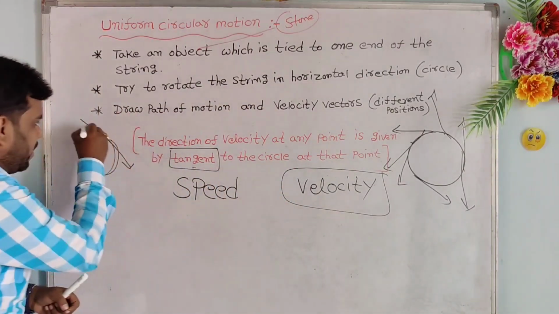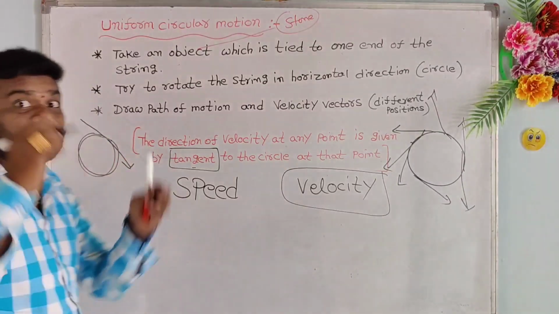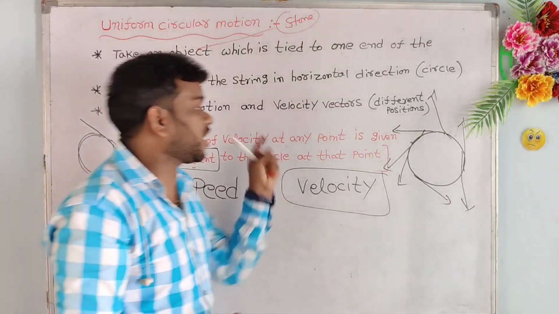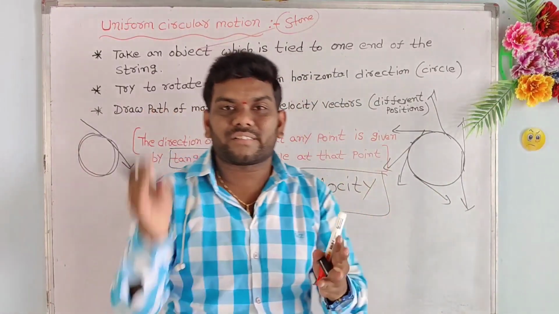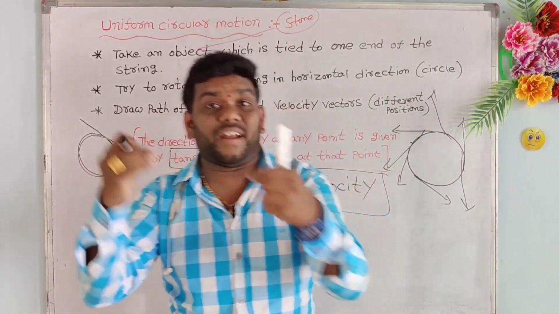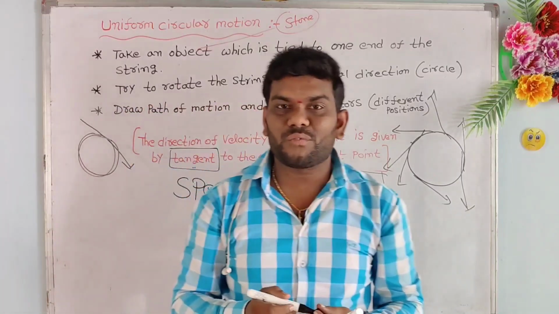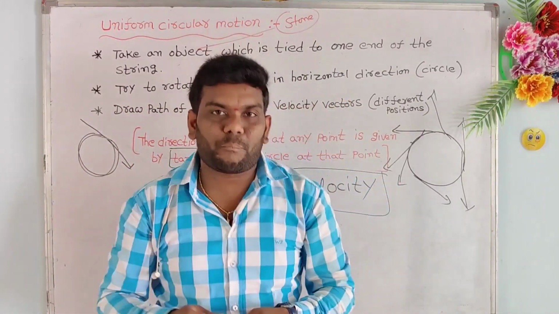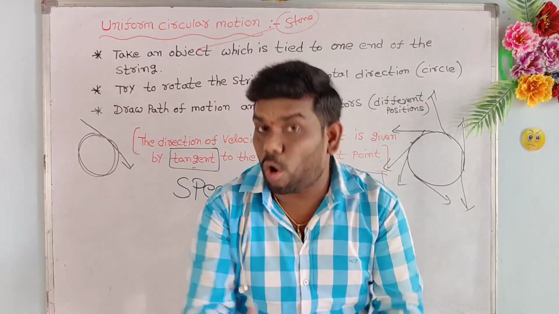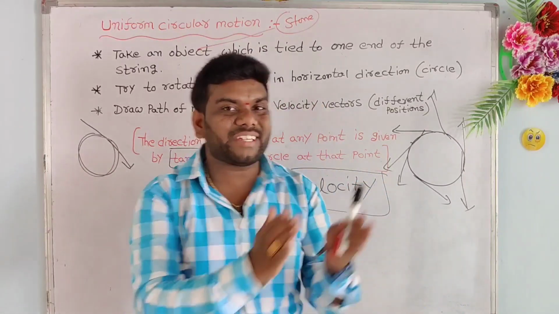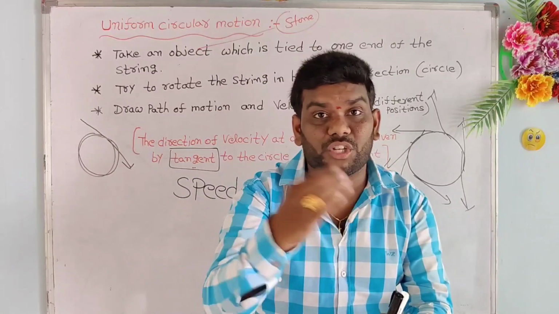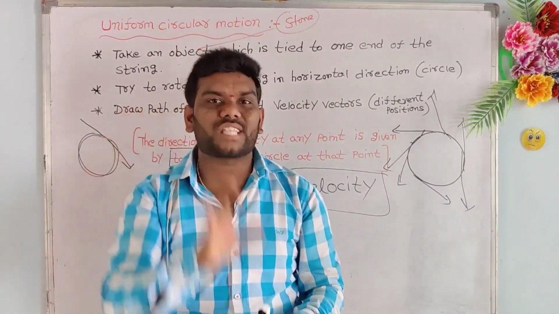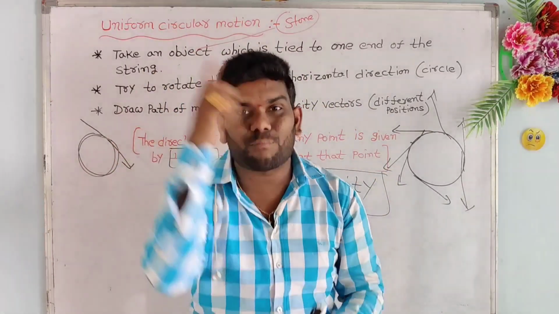ఈ పాయింట్ దగ్గర ఈ సర్కిల్ ని ఈ లైన్ ఏం చేస్తుంది? టచ్ చేస్తుంది. That is called the tangent to the circle at that point during circular motion in different positions. So we conclude this topic: speed remains constant, but the velocity of the body at different positions changes continuously in uniform circular motion.